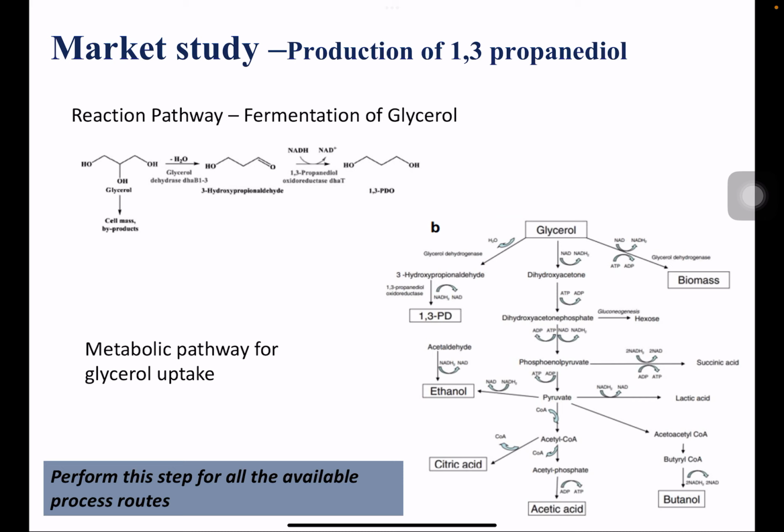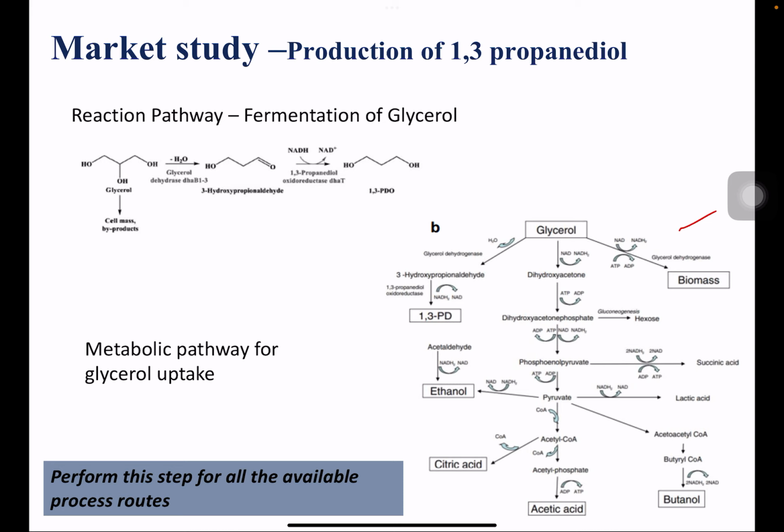So let me give an example. Market study. You are planning production of 1,3-propanediol. So you identify the various ways 1,3-propanediol can be produced. Get some reaction pathways from the literature. Maybe there are many available routes to produce the same product. What are the available routes? You need to study that. This is just an example. Perform this step for all the available process routes. Maybe you have process routes A, B, C, D and so on.